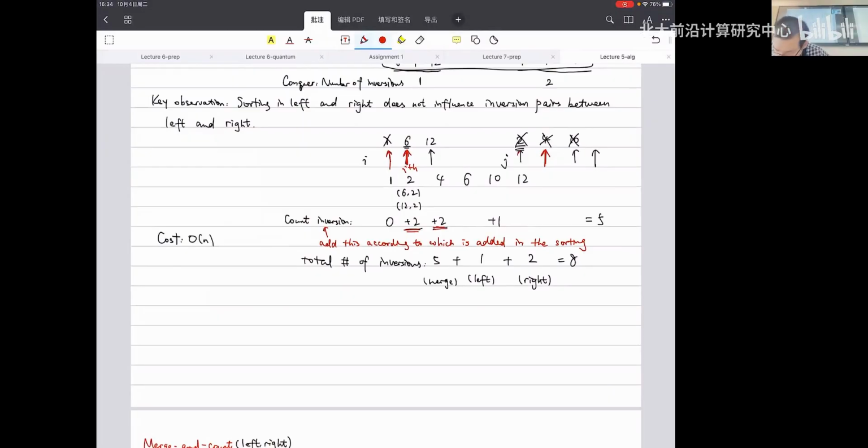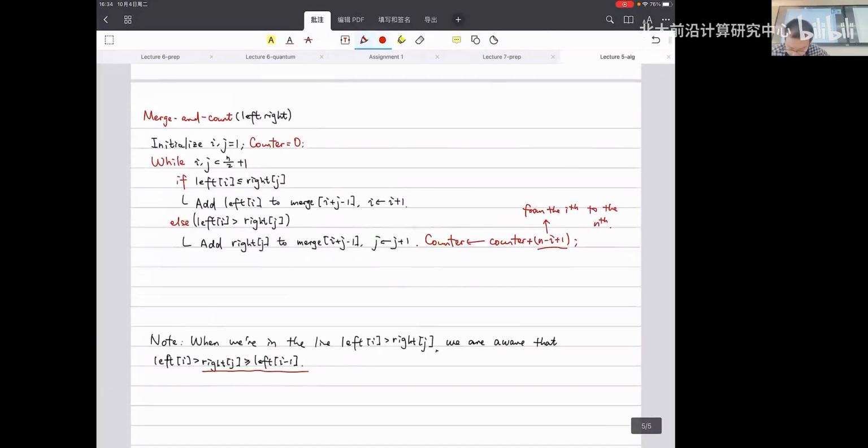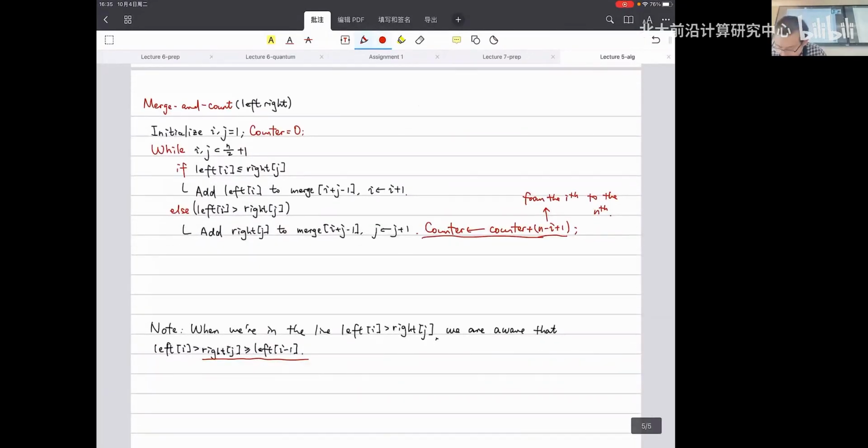Because no matter whether the pointer is at the 2 or at the 4 place, the plus 2 here is because you have 2 elements here. And here, the 1 is because when the pointer is at 10 here, and the pointer is at 12 here, you have exactly 1 element, the 12 here. And that is the exact reason, the correct value that you need to add to the count of the inversions. So is this red line clear to you? Basically, how many we need to add to the counter here. So any questions?